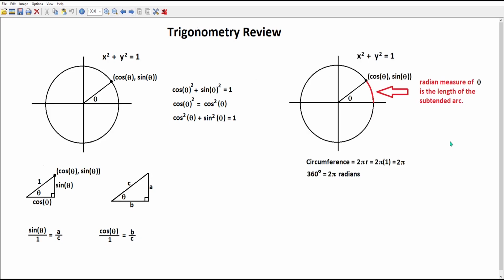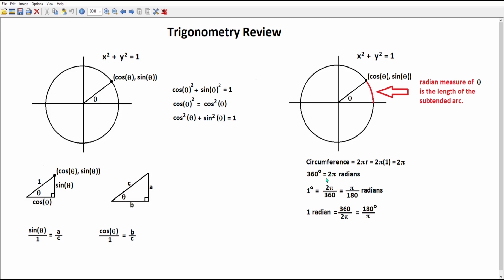Now, how do we measure angles? On our unit circle, the radian measure of the angle theta will be the length of this arc, the arc between the two sides of the angle. And the circumference of our unit circle is 2 pi r, and the radius is 1, so that's 2 pi. So there are 2 pi radians in a circle, which is 360 degrees. This allows us to convert between the two measures. So you take 360 and you divide through, and you get 1 degree is 2 pi over 360, or pi over 180 radians. You do the reverse to convert from radians to degrees.